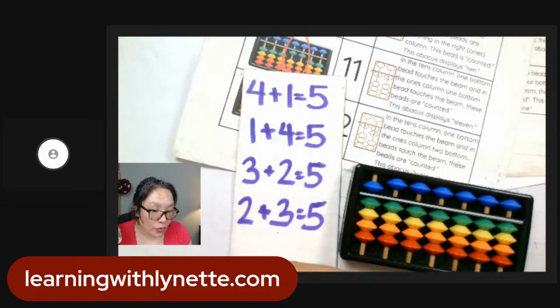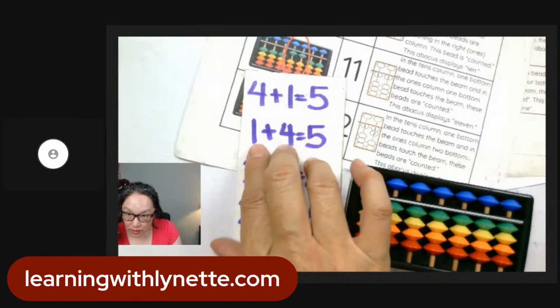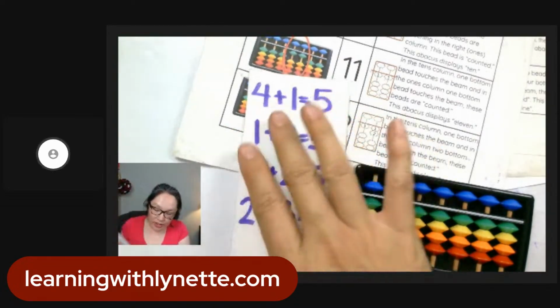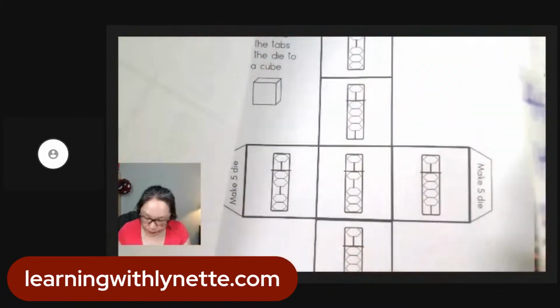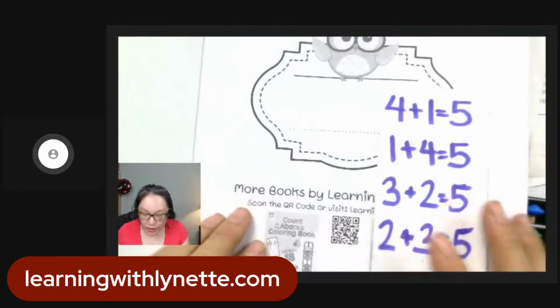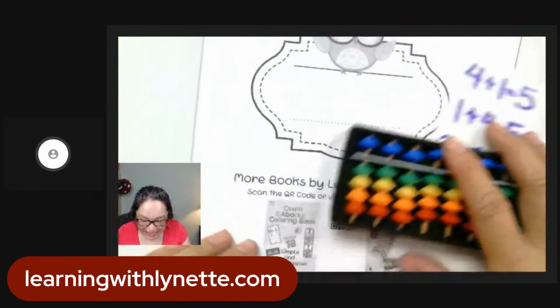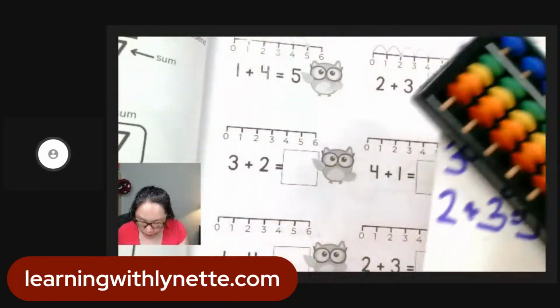They're doing this now. I don't know how early this is, but they're teaching the kids how to make a 5. That's all they do, is they teach them how to make a 5. But in the abacus world, we can actually take it one step further.